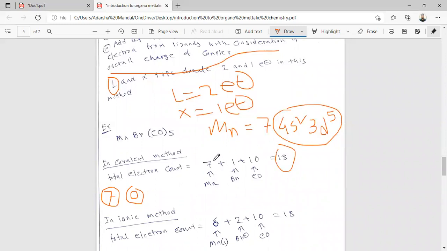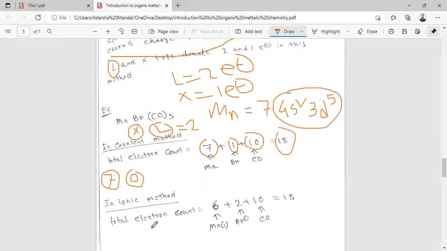So manganese is a group 7 metal, so it will donate a total of 7 electrons, and bromine is an X type ligand, so it will donate 1 electron in this covalent method, and carbonyl is an L type ligand, so it will donate a total of 2 electrons. There are a total of 5 carbonyl molecules, so here they will donate a total of 10 electrons. So here the total electron count is 18. So in this covalent method, MnBr(CO)5 has a total of 18 electrons.